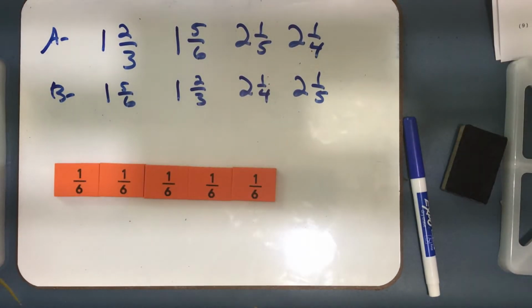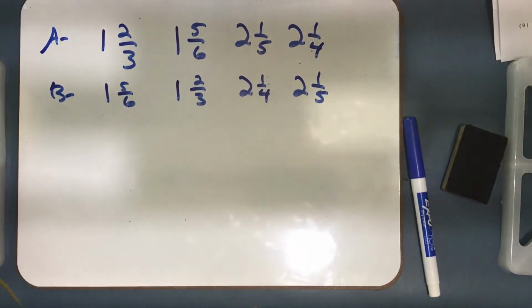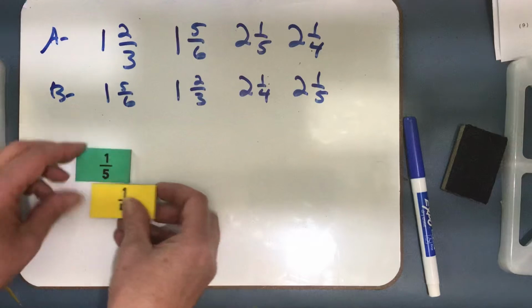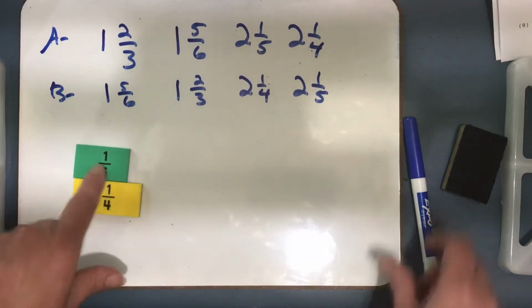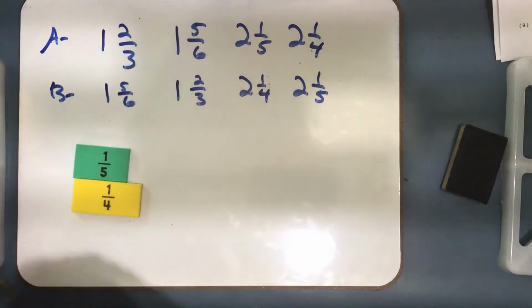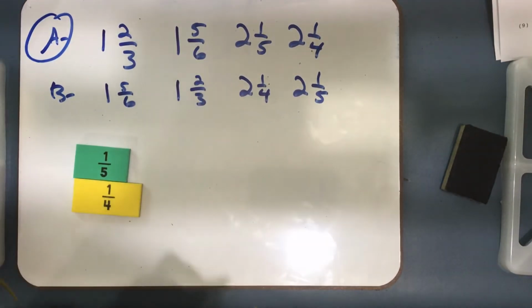We should already know that it is, because if I cut a pizza into 4 pieces, they'll be bigger than the slices if I cut 5 slices, because 1/4 is bigger than 1/5. See, 1/4 is bigger than 1/5. So A is ordered from least to greatest, A.